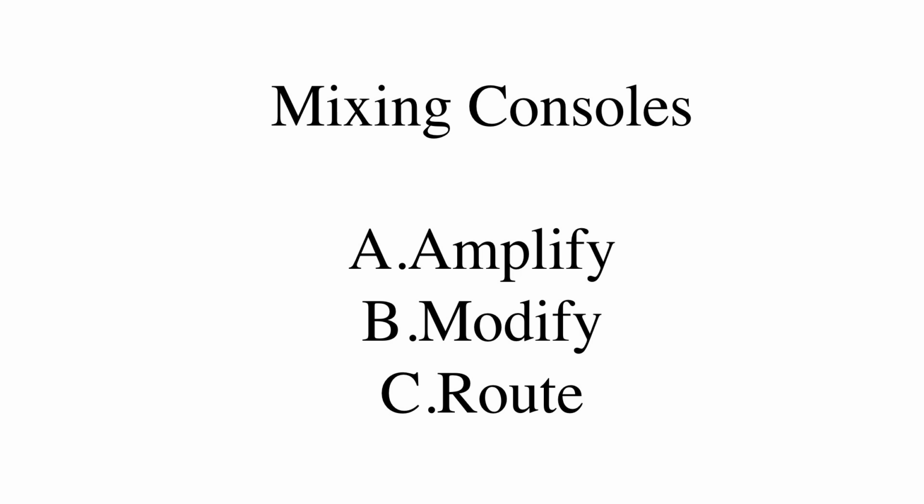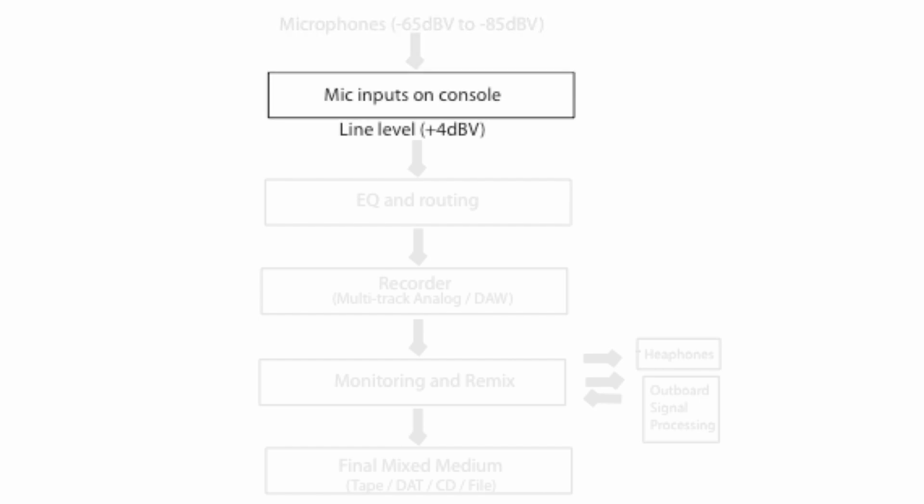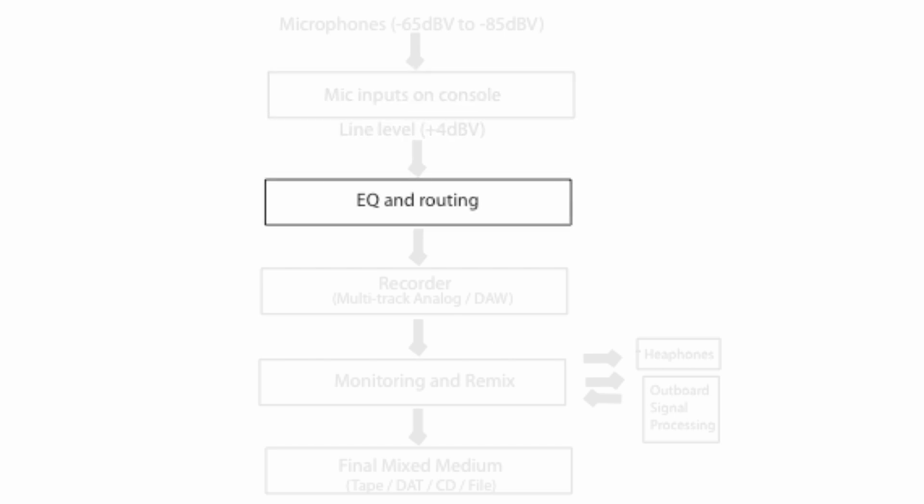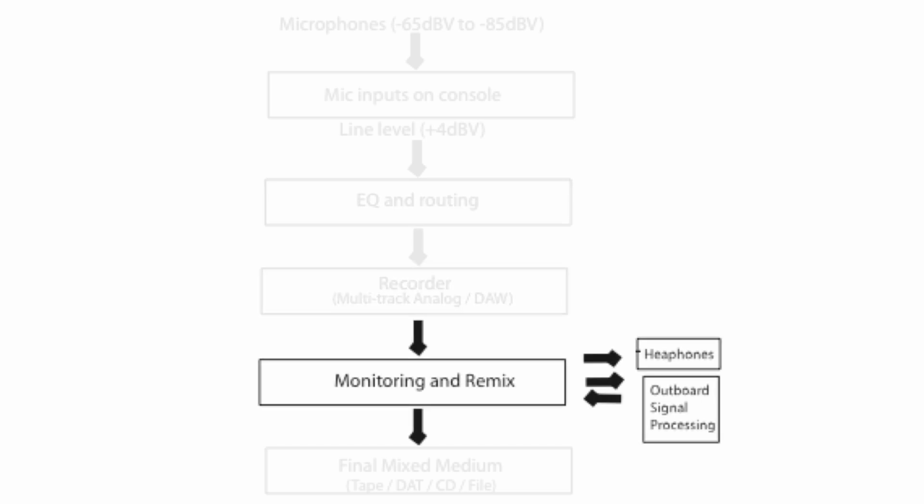Consoles do 3 things. They amplify, they modify, and they route the signal. Consoles take microphones, which are minus 65 to minus 85 dB. They amplify the mic level signal to line level, plus 4 dB. EQ can be added if necessary, and then they're routed to either the tape recorder or the DAW or wherever. And then the signals return back to the console for monitoring and remixing.